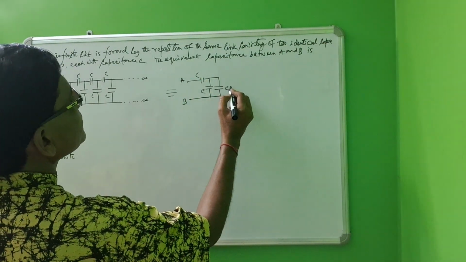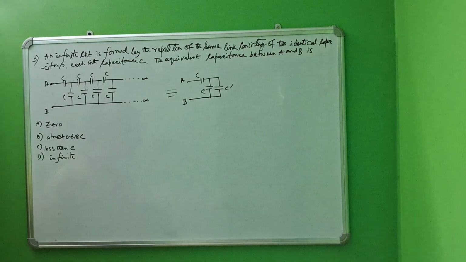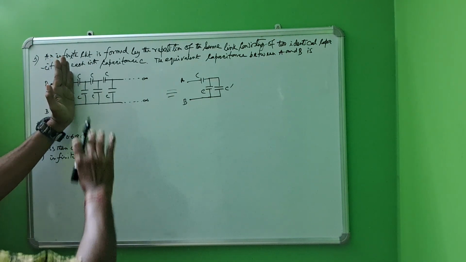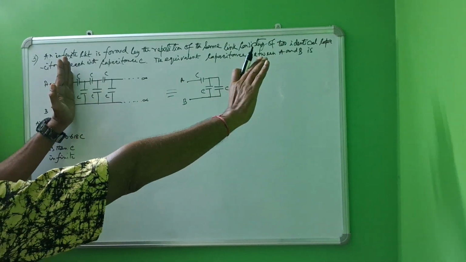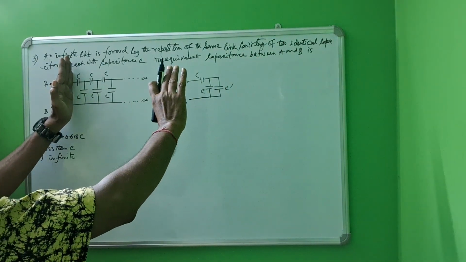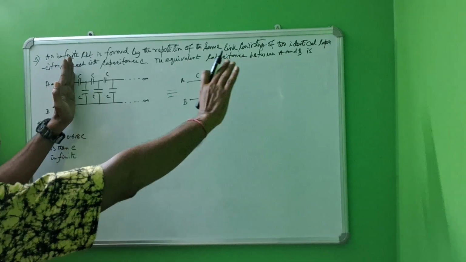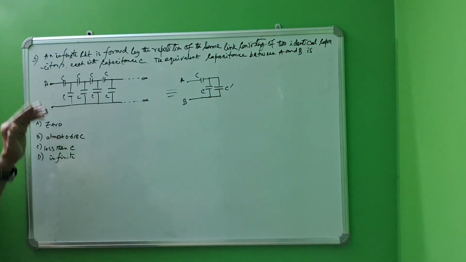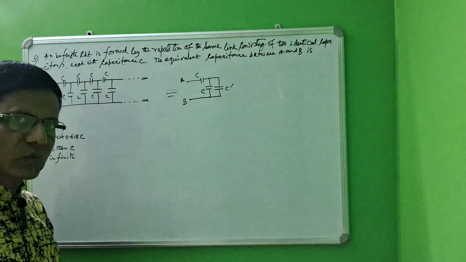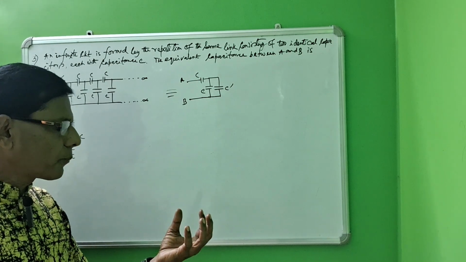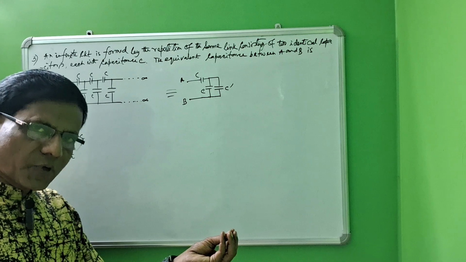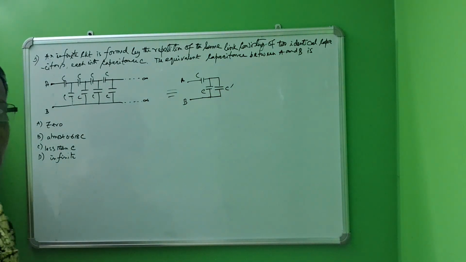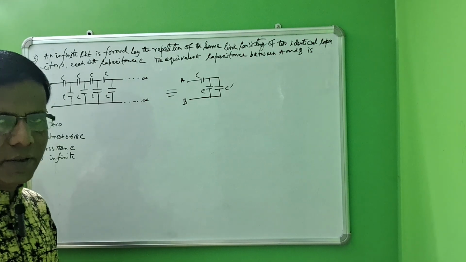C and C dash, because if this part is taken out, this one up to infinity, if the capacitance of this part is C dash, then also this part will be C dash. If you take some water from the sea, the sea level will not be affected.